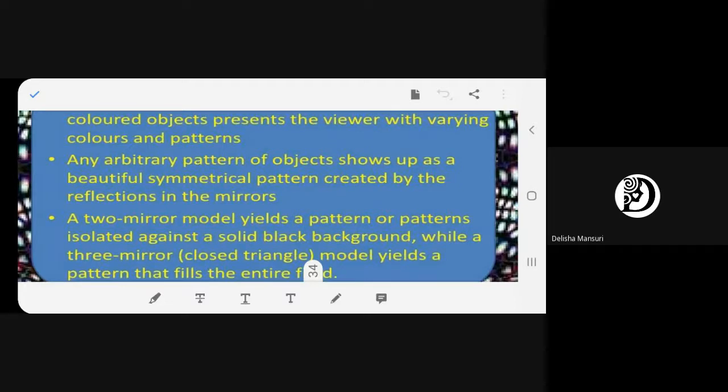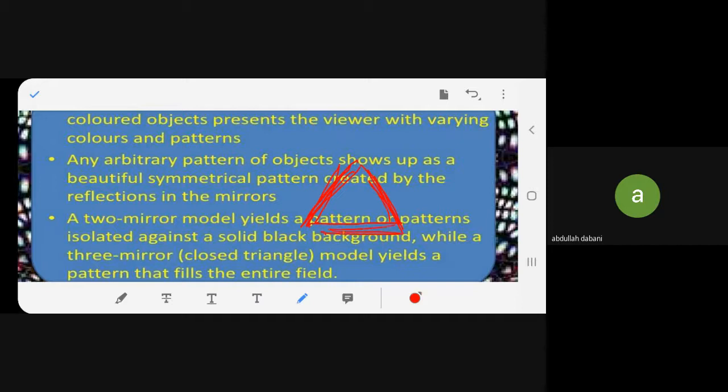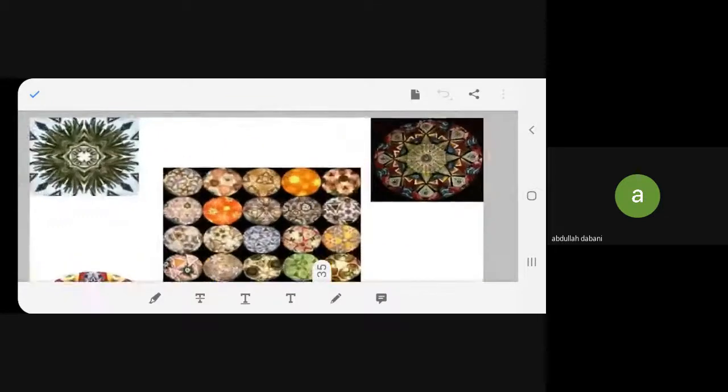Got it? Why is it happening? Due to multiple reflection in the mirrors. Is it clear? Yes, ma'am. So these three mirrors will give you a triangle pattern. One mirror is this, second mirror is this, and third mirror is this. So we are using one, two, three mirrors in the kaleidoscope. Any problem, beta? No, ma'am.